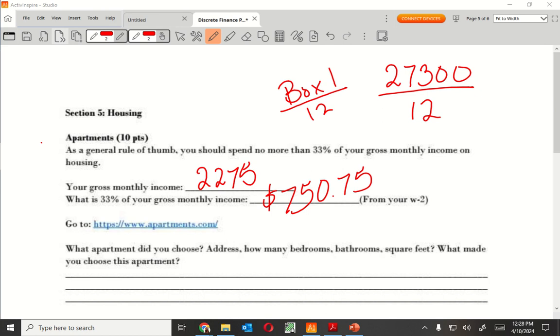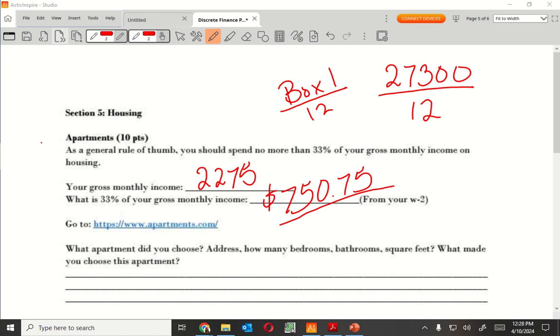It goes from 4 to 3. Can you see it? You divided. You're supposed to multiply. Yeah, multiply. There you go. Okay. Anyway, so this is the amount of money that we're going to use. All my housing costs where I live have to be less than $750.75 a month. This is one of the questions on the project.